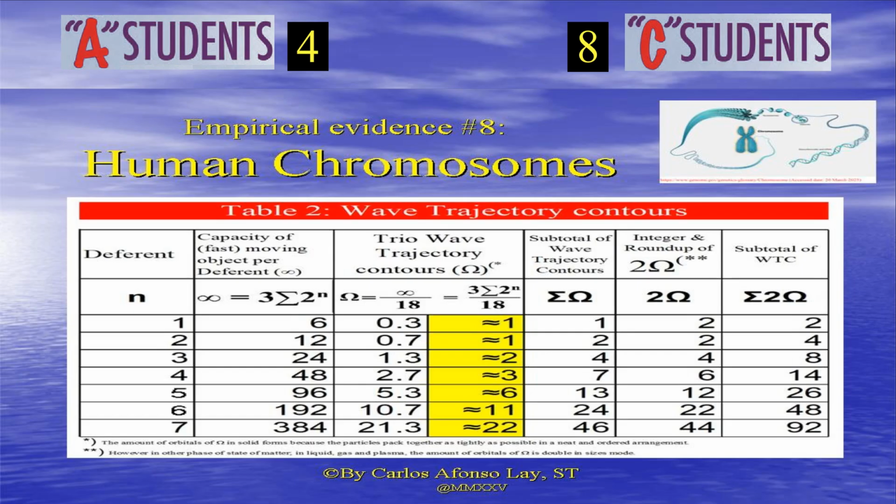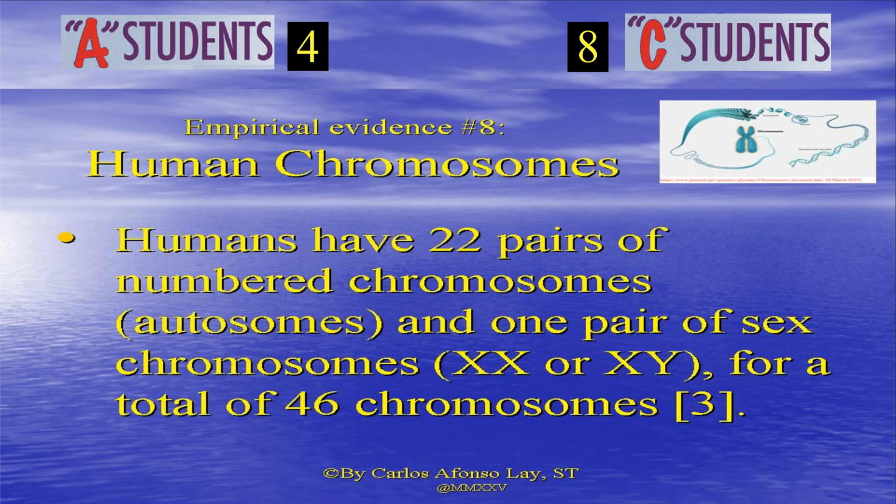So this is the table. We show where the 46 comes from. You can pause it to see. This is the statement: humans have 22 pairs of numbered chromosomes and 1 pair of sex chromosomes, for a total of 46 chromosomes.